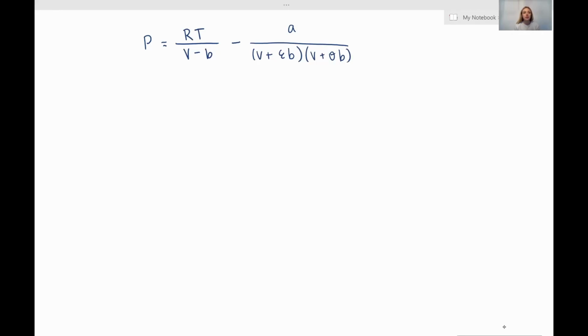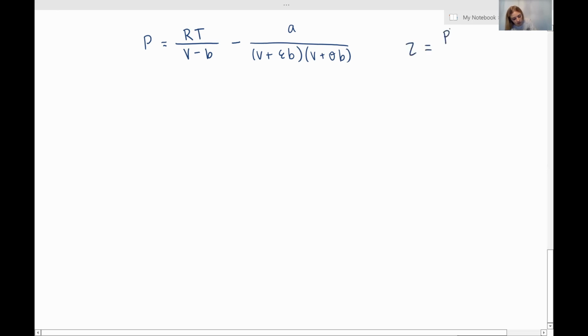So today we're going to be using the generic cubic equation of state to come up with a cubic polynomial equation for the compressibility factor Z. If you remember, our compressibility factor equation is Z equals pressure times volume, where volume is the specific volume, over R times temperature.